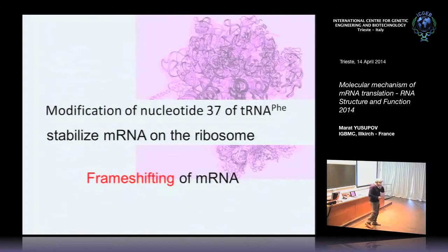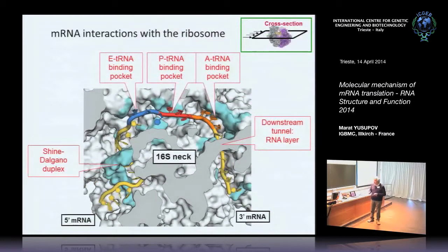So slowly we move to higher resolution. And at high resolution, many things become visible. Not only density of messenger RNA, but also some new elements. For example, now we can describe all interactions of messenger RNA on the ribosome.